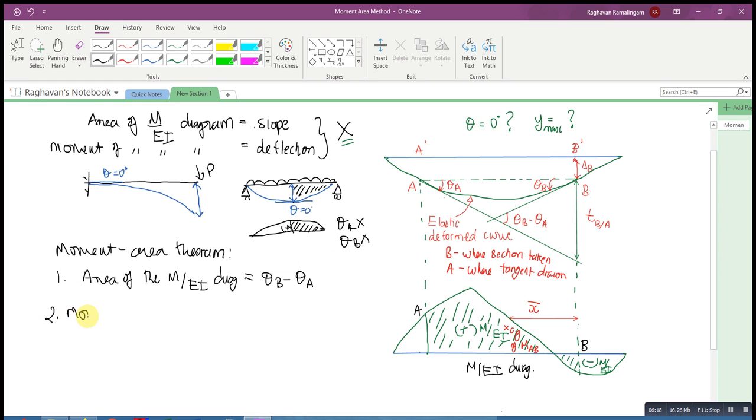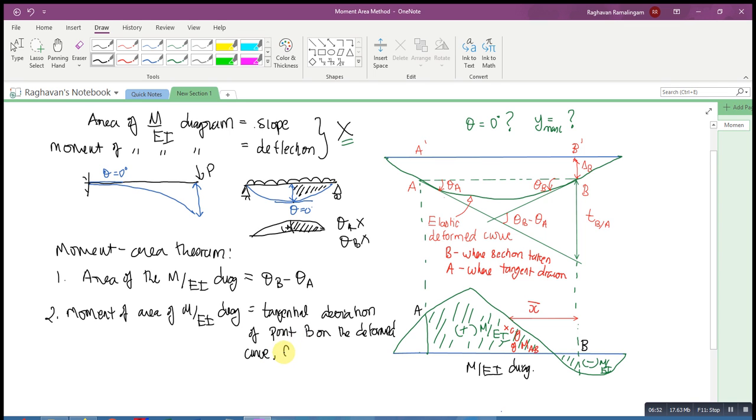And the moment of area of the M by EI diagram equals the tangential deviation. Please note these words: tangential deviation of point B on the deformed curve from the tangent drawn at A.